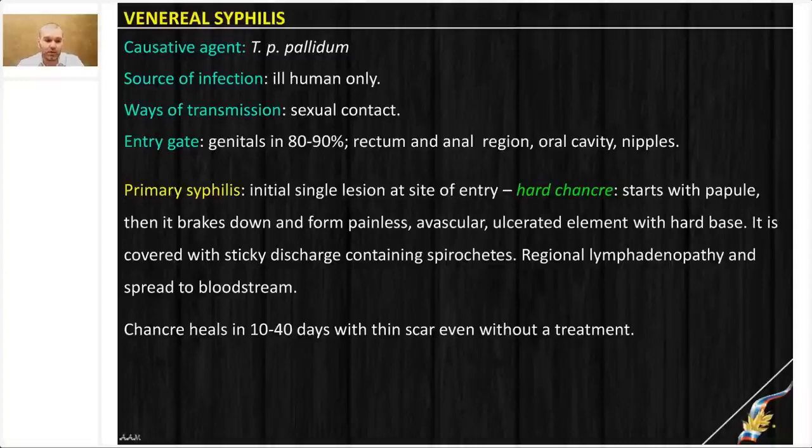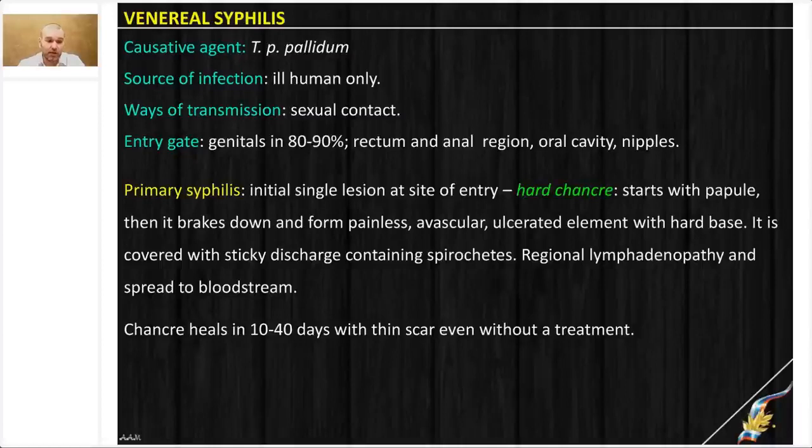With time, it will break and form a small ulcerated element which has lost sensitivity, and has no blood vessels. It is shining, and the base of that ulcer is very hard. That's why it is called hard chancre. So chancre is a French word, and the pronunciation is not English. It's not very correct to say cancre or chancre. It is hard chancre.